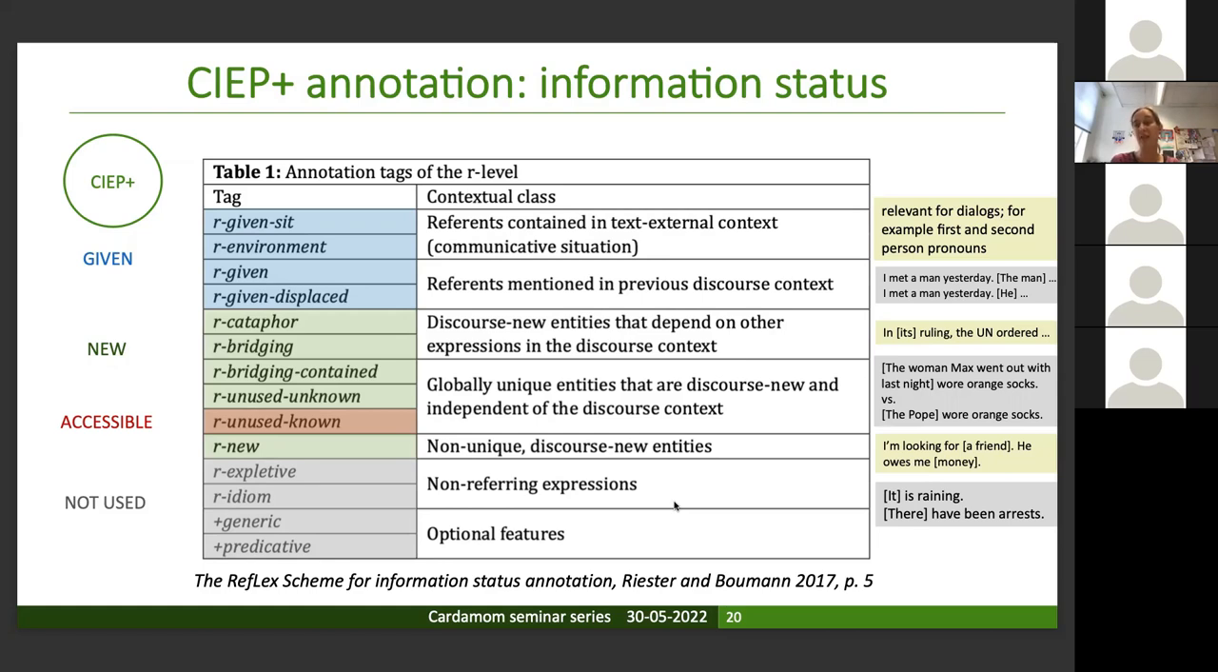So the idea is to annotate using a simplified version of the reflex scheme for information status annotation by Riester and Baumann that you see on the slide here. So we collapse some of the categories that they have here into given, new, and accessible, and then possibly also contrastive. And we don't code for non-referring expressions at all. That's one of the categories that they have lower down in the table. So here we only have to concern ourselves with the information status of NPs and PPs that refer to discourse reference. So people, things, events that are coded with NPs or PPs in the sample texts.